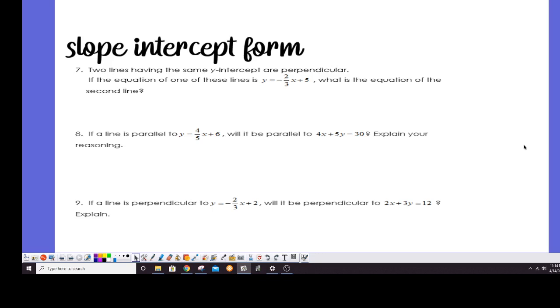Slope-intercept form. Please pause the video and try these problems on your own and see if you can get the answers correct.